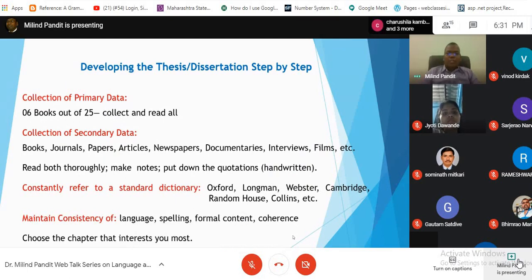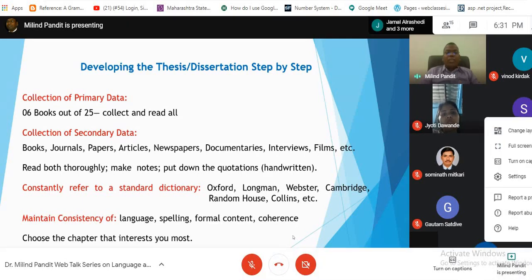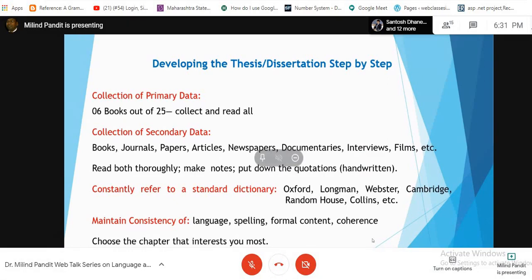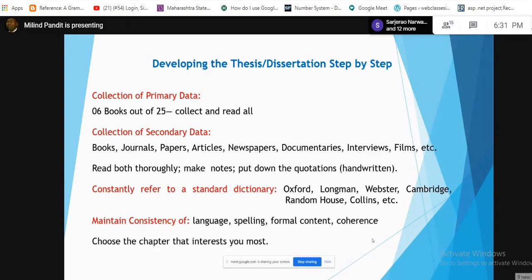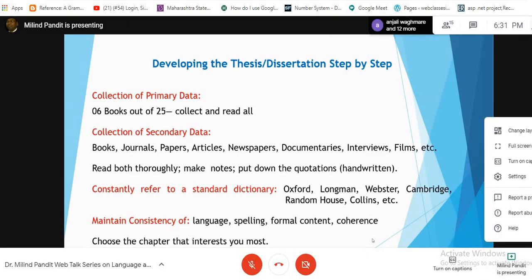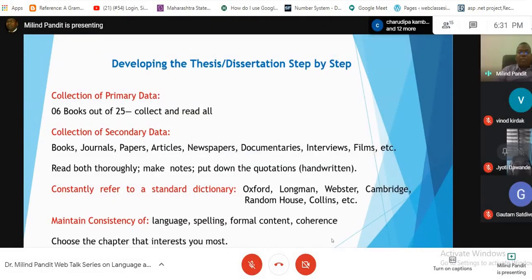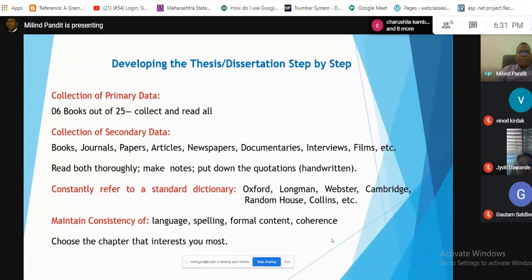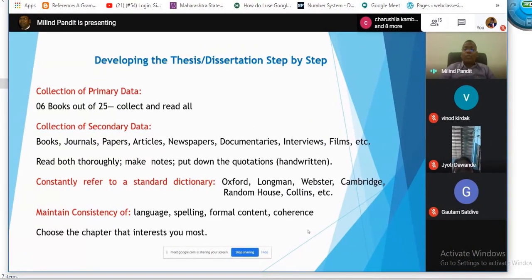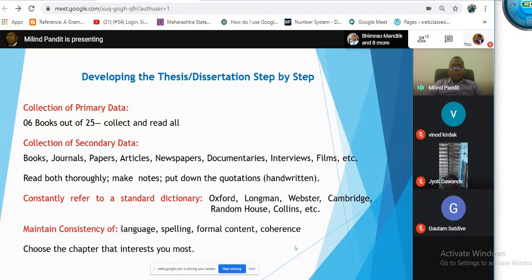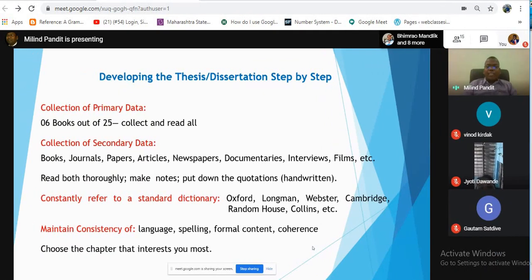For example, books, journals, research papers, articles by and on the author, newspapers. Sometimes we find that the newspapers publish interviews and of course the news, and also there are certain reviews on the books, or maybe on the literature of the author we have chosen. There are also documentaries, interviews, films, etc. We should try to collect the secondary data as much as possible, and there is no limit for this collection.